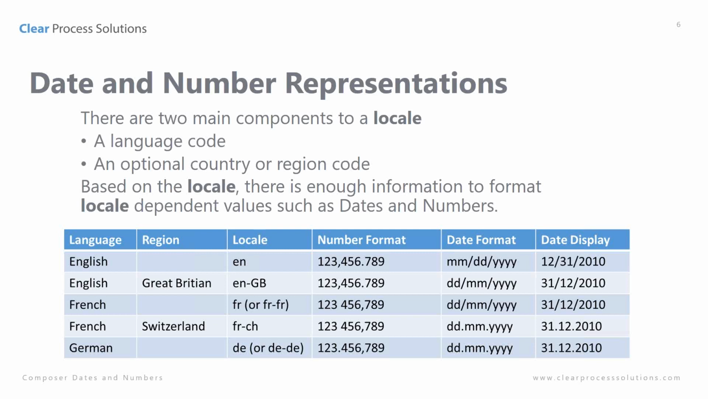You'll notice that if you're in Switzerland and you speak French, they use a dot as a delimiter for the date. And then in German, they use a dot as a thousand separator and a comma as the decimal separator. Again, these are just several examples of the different types of formats that need to be displayed on the form when a user looks at the form based on these languages and locales.